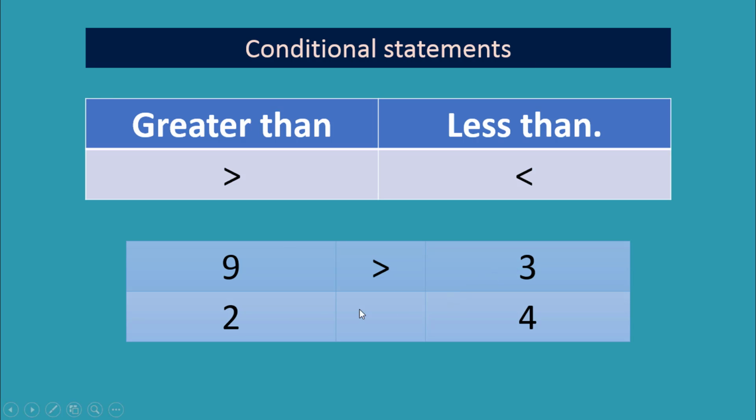In the following comparison we have 2 and 4. So the open part must point to the number 4. This is read as 2 is less than 4.